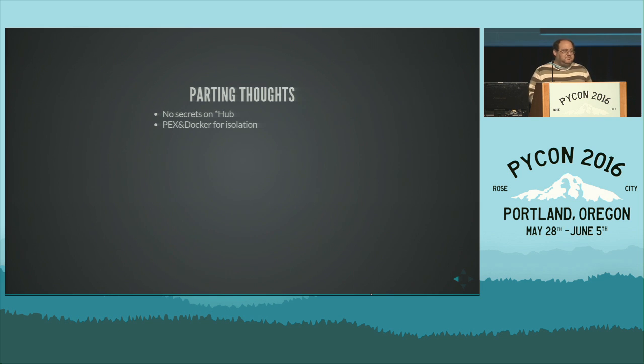So use both PEX and Docker for isolation. Docker is really great for isolating your process environment, but PEX is really nice for isolating your Python dependencies, so that you still understand what's going on at the Python level, instead of putting a bunch of files in Docker, and so that's the only place you understand how everything fits together.